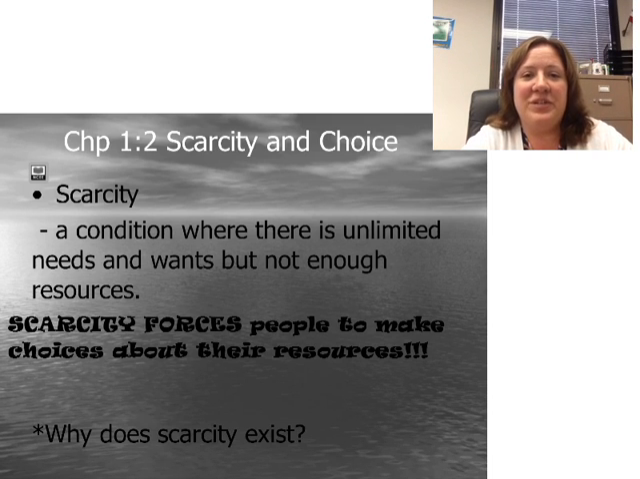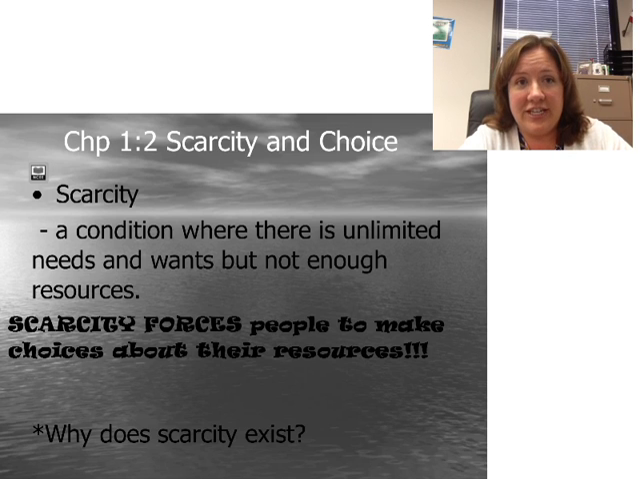In our first lesson, we talked about what economics is. If you recall, economics is looking at how people and businesses and the government make choices regarding scarce resources. For today's lesson, we're going to talk about scarcity. As you can see on your screen, scarcity is a condition where there are unlimited needs and wants, but not enough resources.